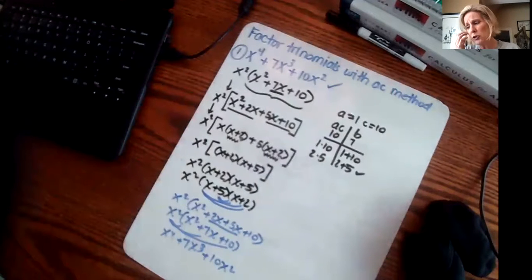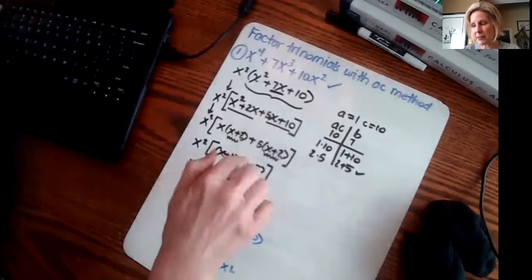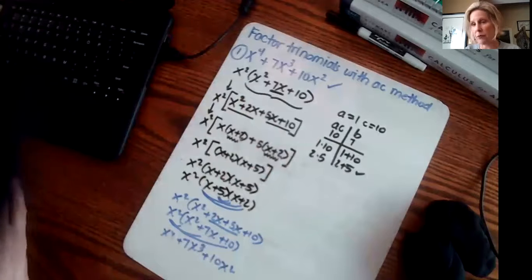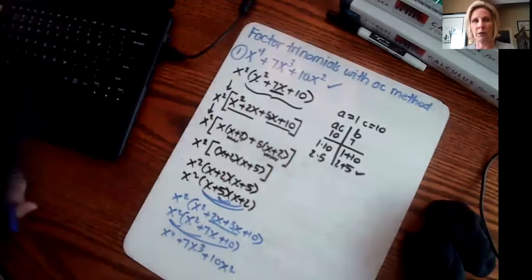I usually don't wait till the end to check. I usually multiply things back out while I'm working through the problem. But remember, that's always a good way to check things, just to make sure that whatever you get multiplies back out and gives you whatever you started with.